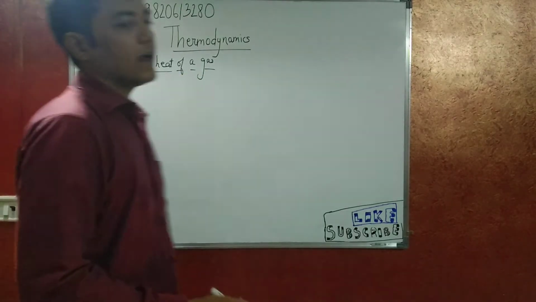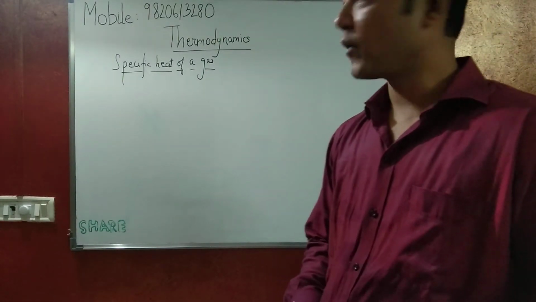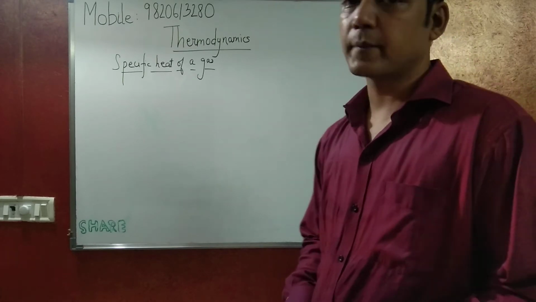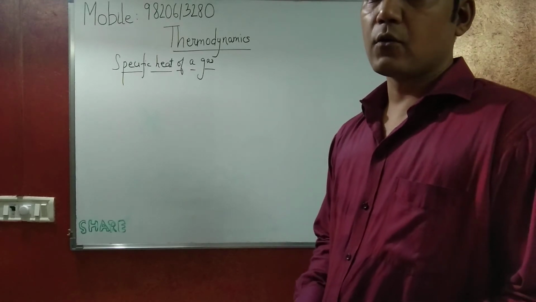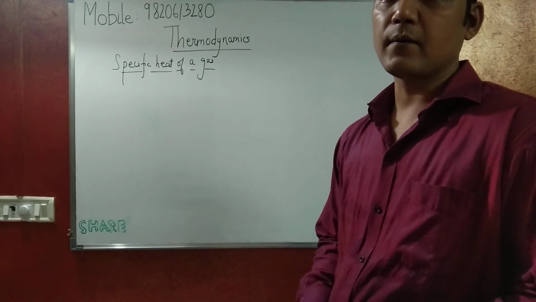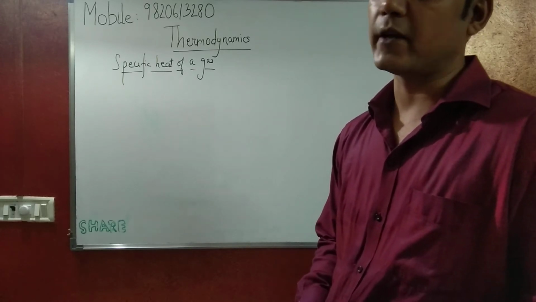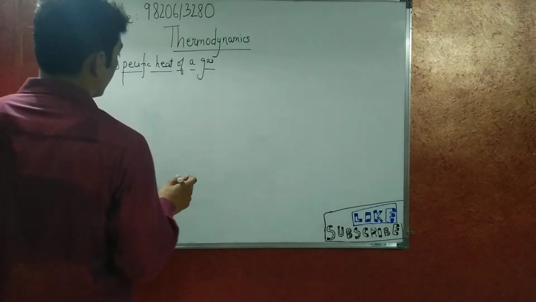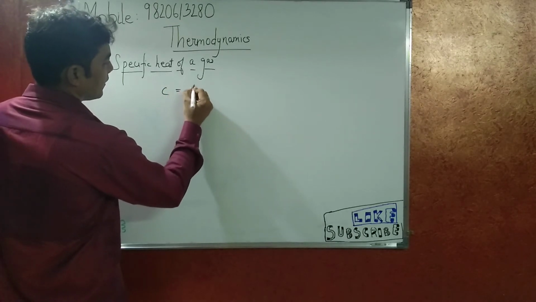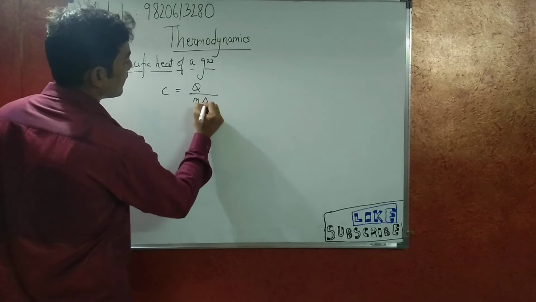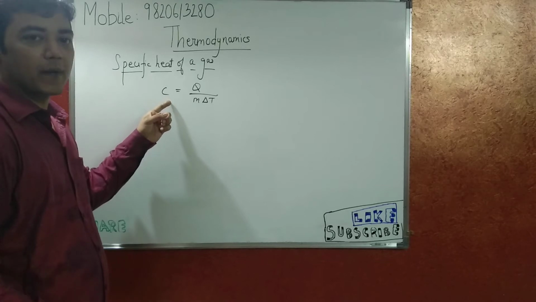In our earlier classes we have studied about specific heat capacity. What was the definition of specific heat capacity? It was the amount of heat required to raise the temperature of 1 kg, or you can say unit mass of a substance, through 1 Kelvin. So it was nothing but like this. C is equal to Q by M delta T. This is specific heat capacity.